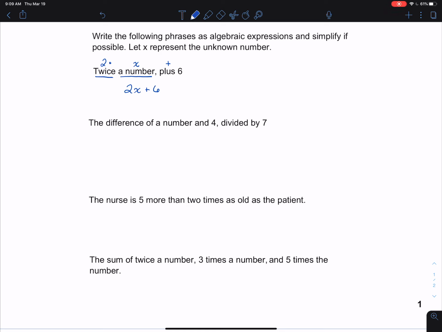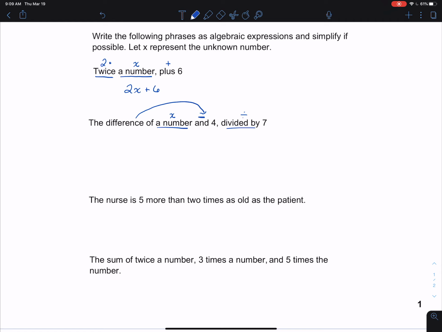If we look at the next example, it says the difference of a number and 4 divided by 7. So difference is an answer word for subtraction. So I'm going to look for that and. That is where I'm going to put my subtraction sign. The difference of a number is our key for x because it's our unknown number, and 4. Divided by is our keyword for division here, 7.